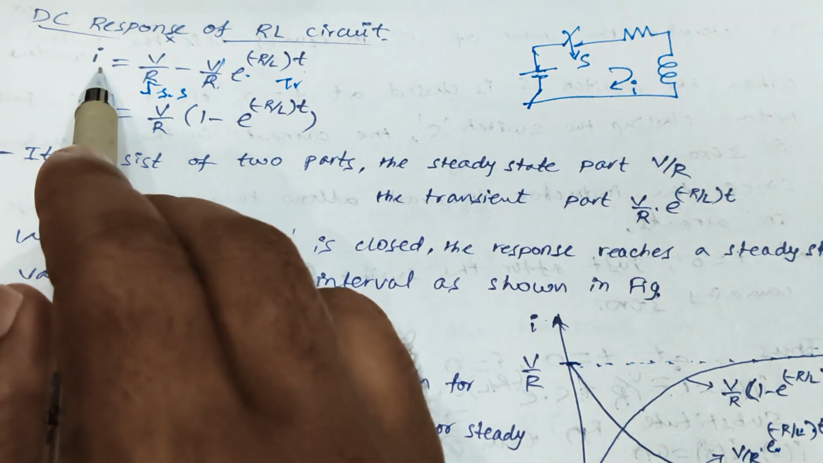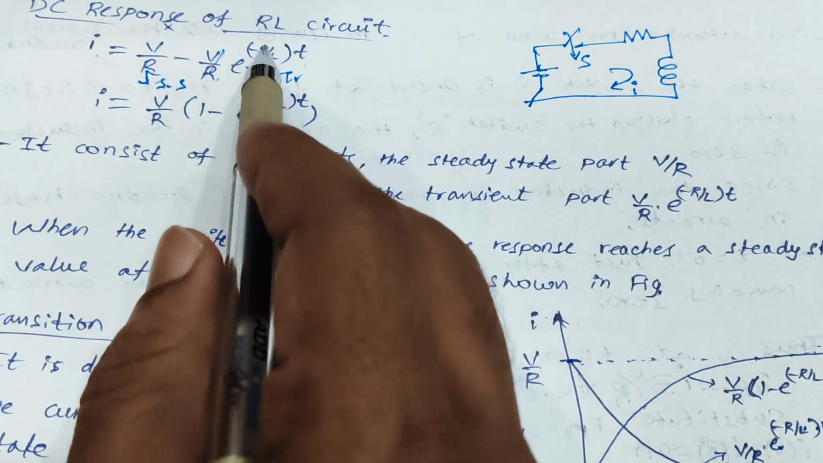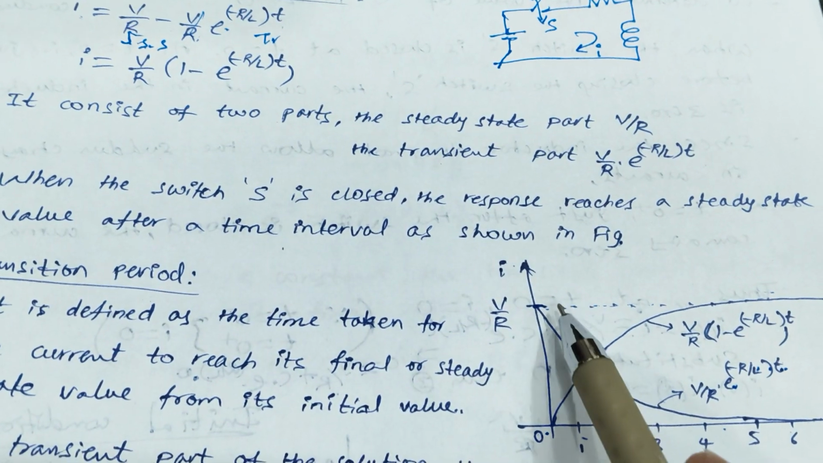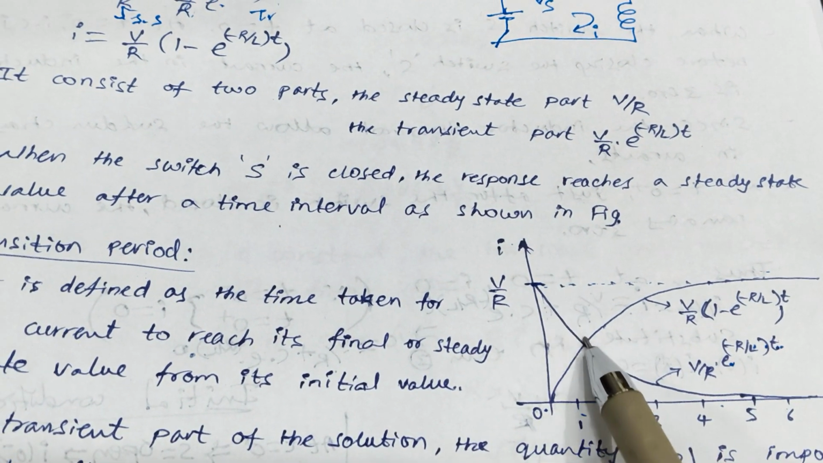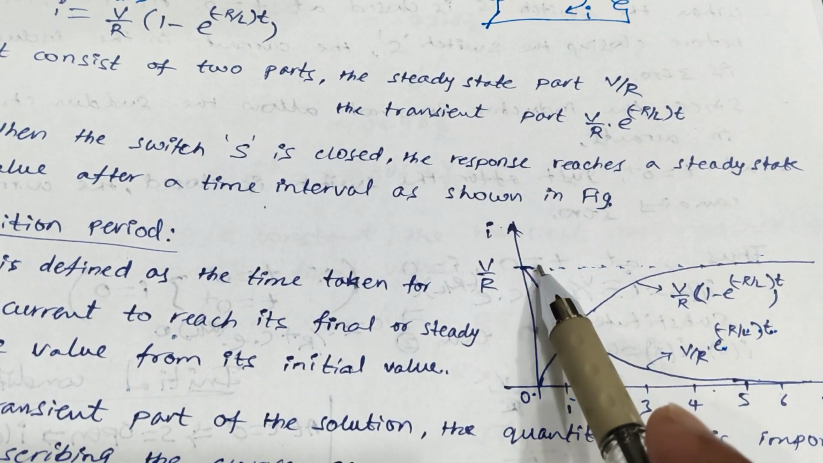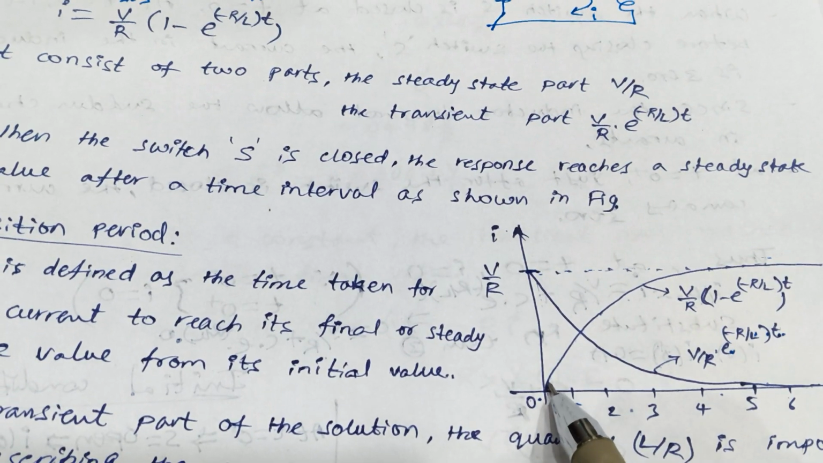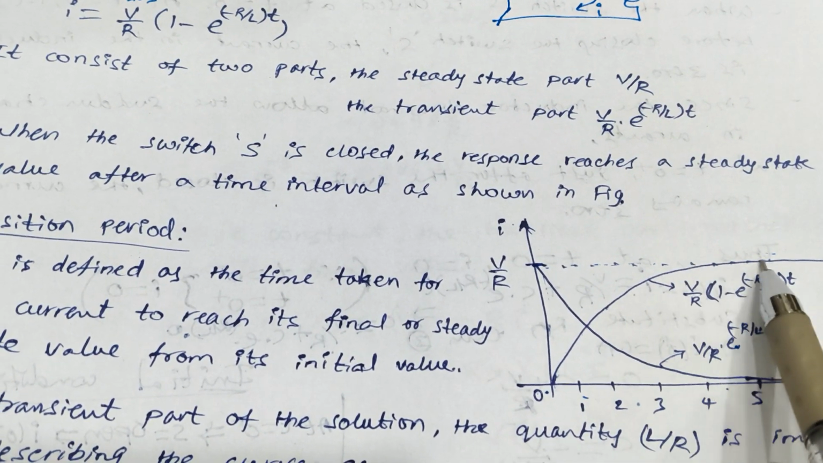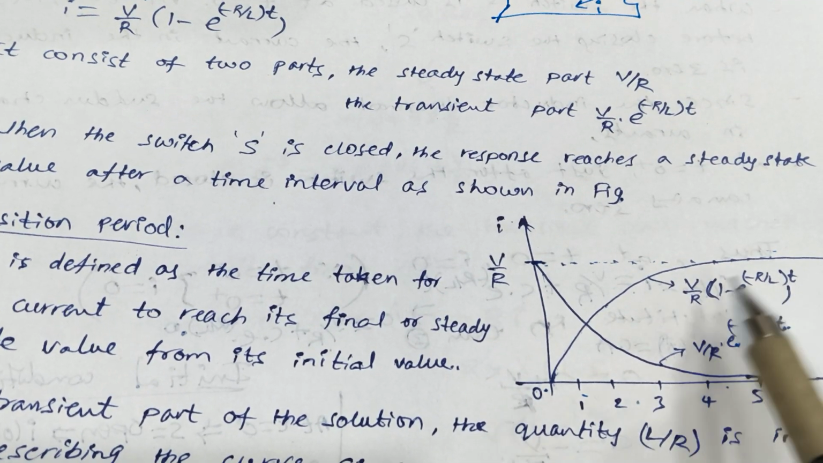And to get the overall current from the V by R curve, we have to subtract this transient curve. V by R is the dotted line, and the transient curve is this exponentially decaying one. If we subtract this exponentially decaying curve from the dotted line, we get an increasing waveform, which is V by R into 1 minus e power minus R by L into t.